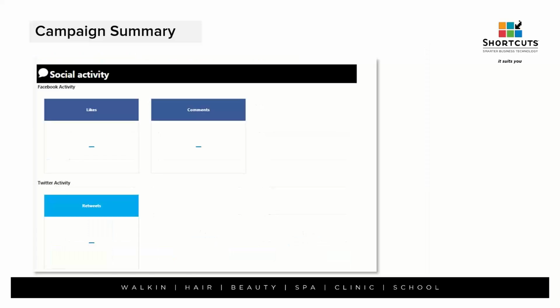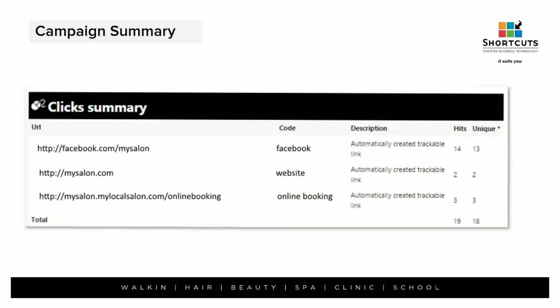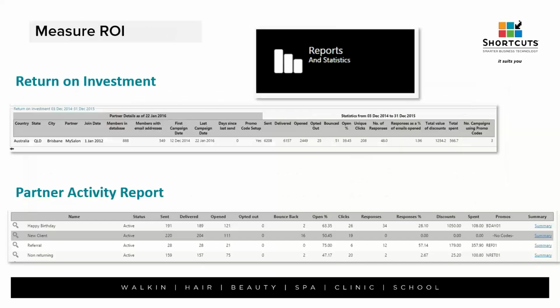Did anybody share this campaign on social media? So you do have your links for that. Did they give you your likes or any comments, things like that on Facebook or Twitter? So remember, you can include your company webpage, you can include your online booking page, your social media links, and all of this can be tracked and followed up with by your Shortcuts Marketing Plus.